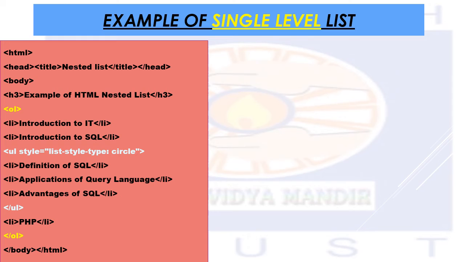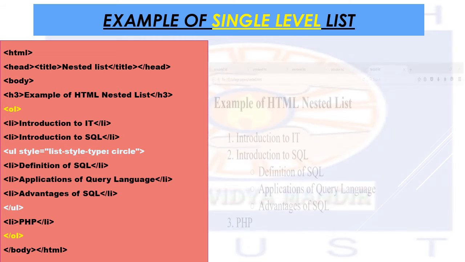You can see this is a nested list, but in that we are using the single level. This level is very important because after that you are going to the multi-level. So first understand what is single level. You can see over here I have used both listings, that is ordered list and unordered list. Let us see the output.